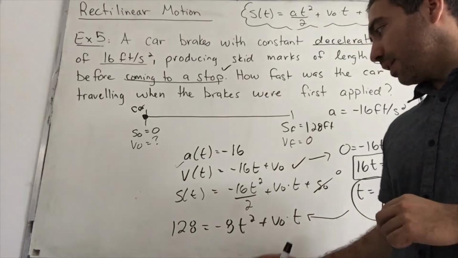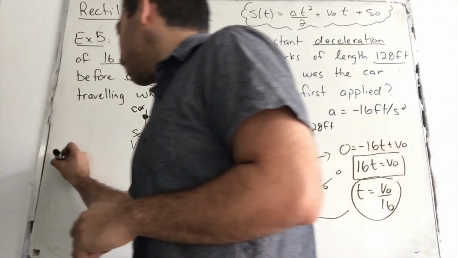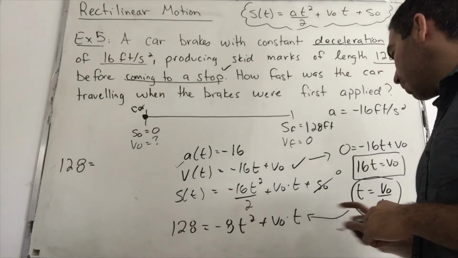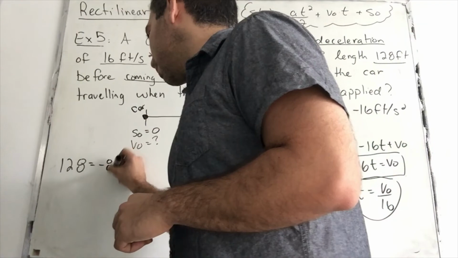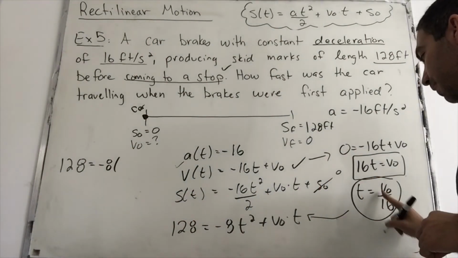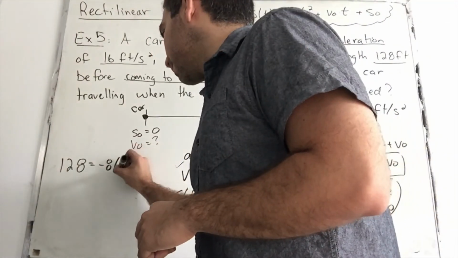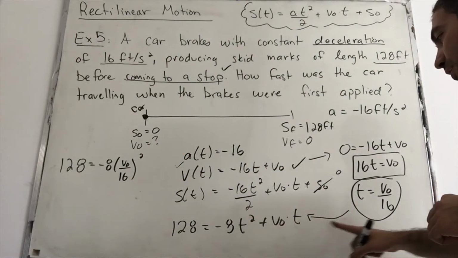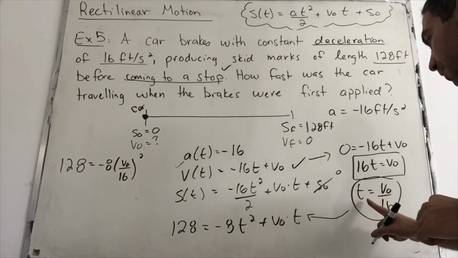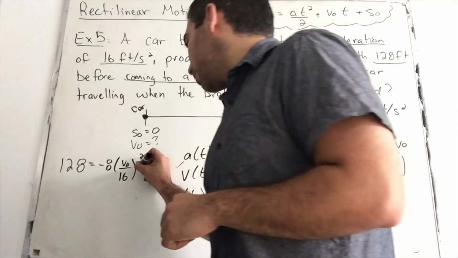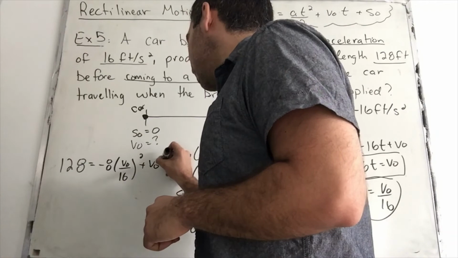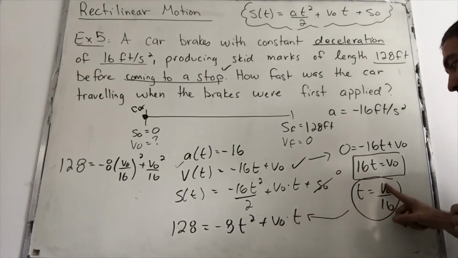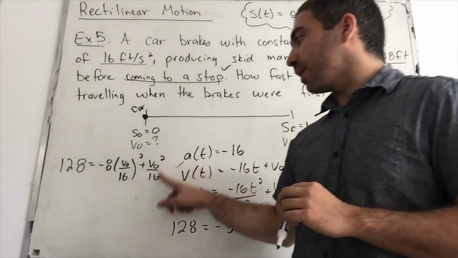So we get 128, I'm just going to continue up here. We get 128 equals negative 8 times t squared. So negative 8, but instead of writing t, we're going to write what it's equal to, v0 over 16 squared. Plus v0 times t. So v0 times t is v0 times v0 over 16. So it's plus v0 squared over 16. Okay, because v0 times v0 over 16 is v0 squared over 16.